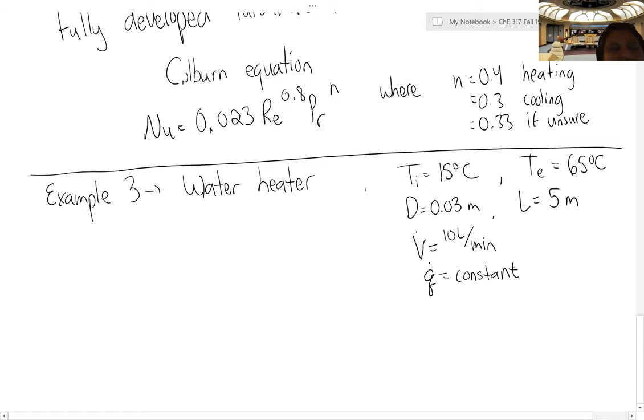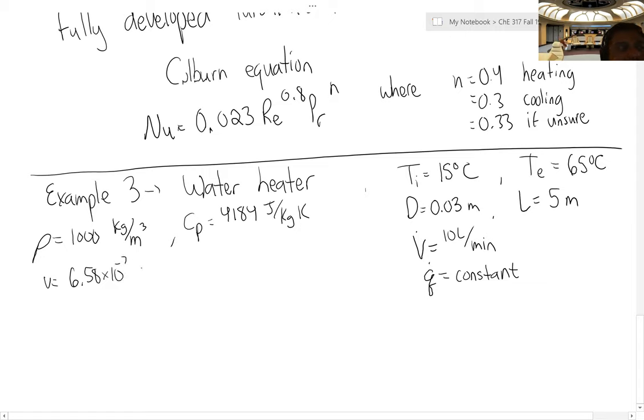Now, some other properties we may need: the density of water, 1,000 kilograms per cubic meter; the heat capacity of water, 4,184 joules per kilogram Kelvin; and the kinematic viscosity is approximately 6.58 times 10 to the minus 7 meters squared per second, and the Prandtl number for water, approximately 4.32.